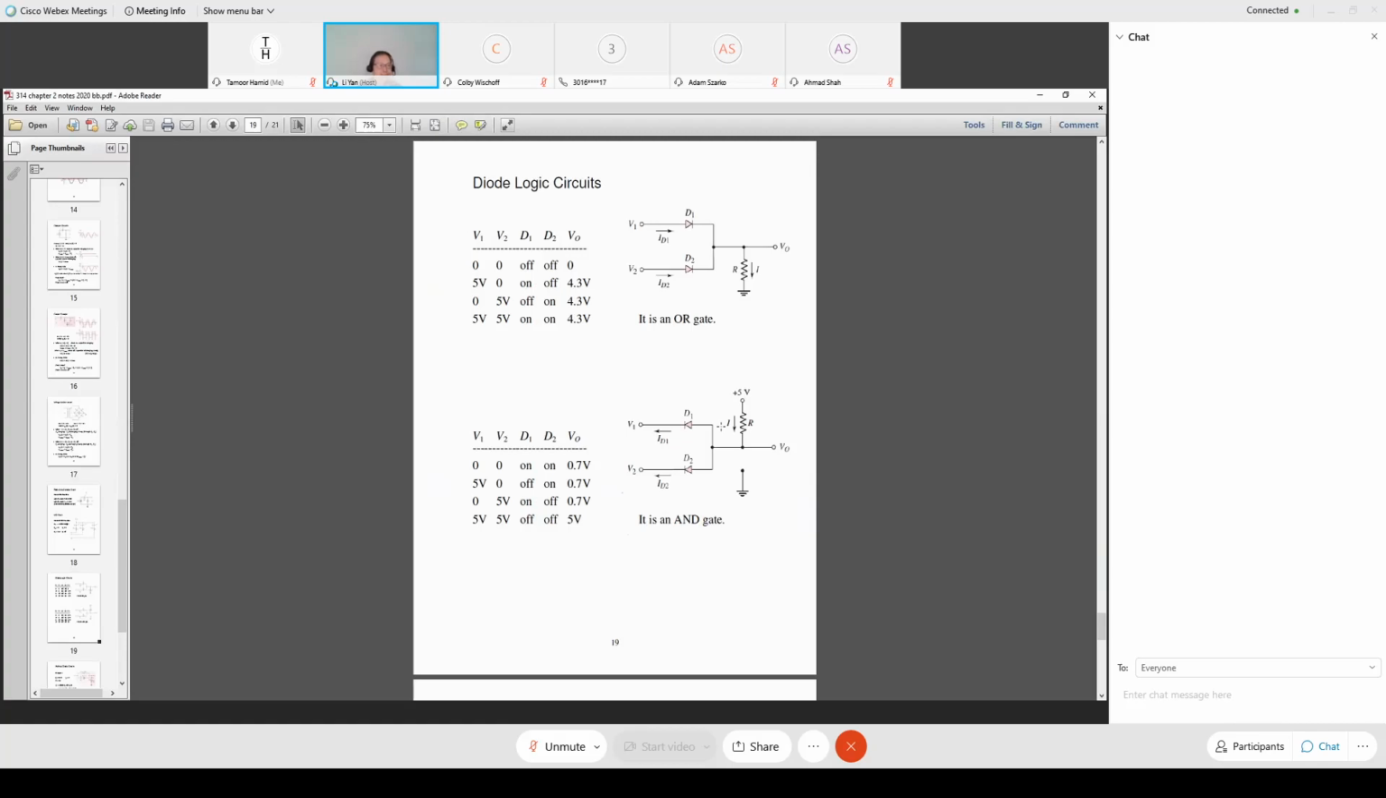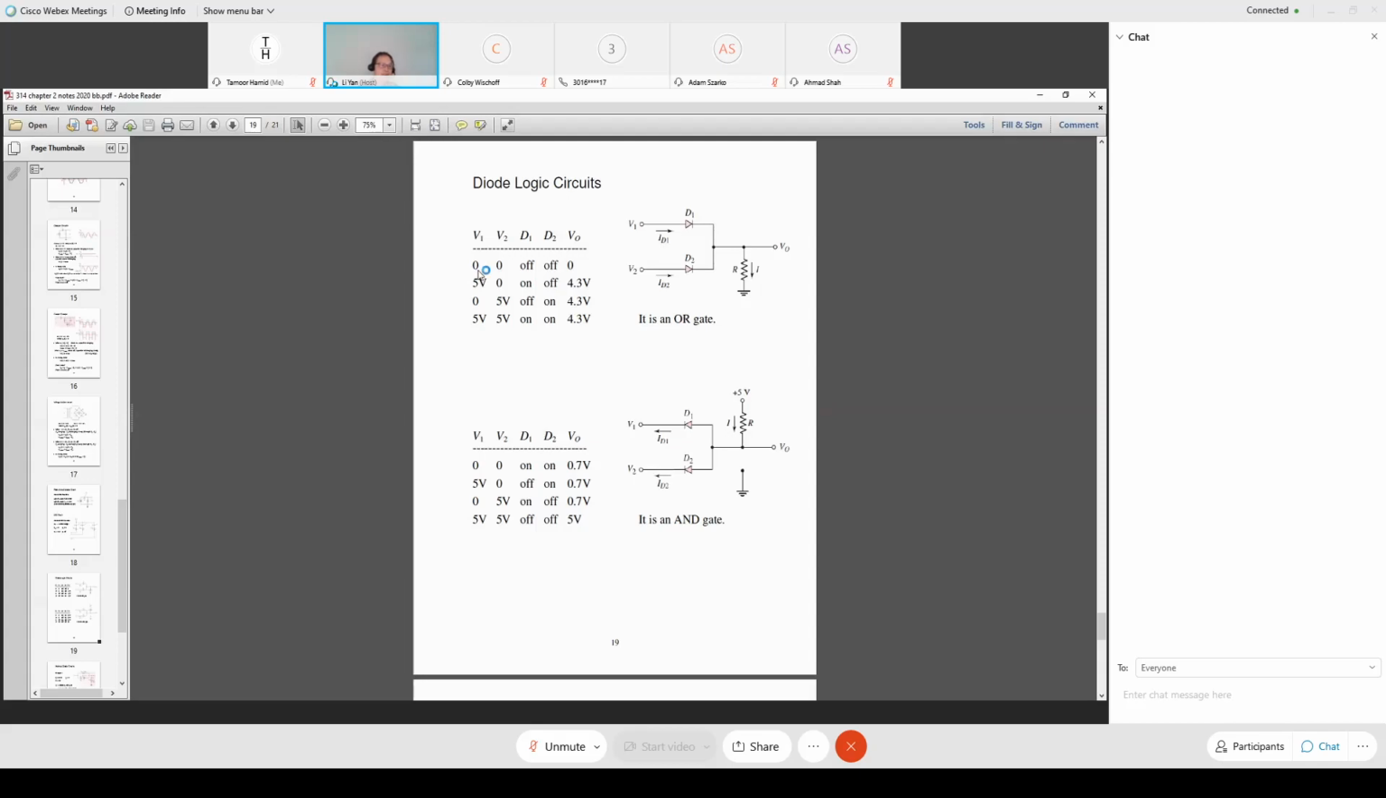In the top one, we use two diodes and two control voltages at the input end, V1 and V2. V1 and V2 operate between 0 volts and 5 volts in this example, for digital application. On the left, I have the table. The first two items are V1 and V2, the values of the control voltages.